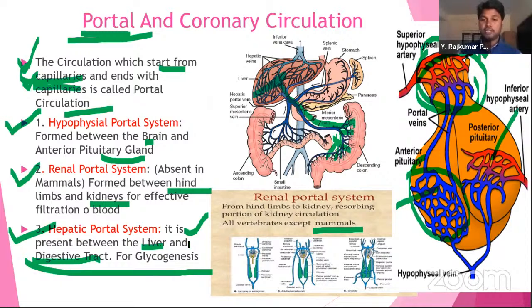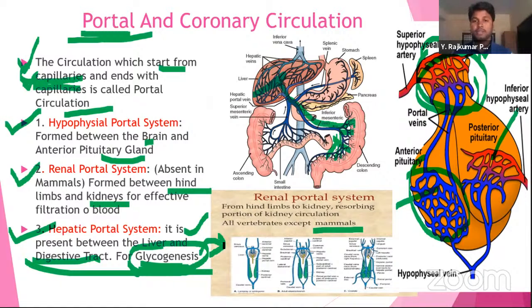Digestive tract produces the nutrients, isn't it? The glucose, amino acids, everything. And this glucose, for the storage of the glucose, is supplied to the liver, by a localized circulation called portal circulation, in which the extra glucose which is produced converts into glycogen and stored in the liver. This process is called glycogenesis. For the process of glycogenesis, the glucose is supplied from the gut to the liver. Since it is localized, it is called hepatic portal system.